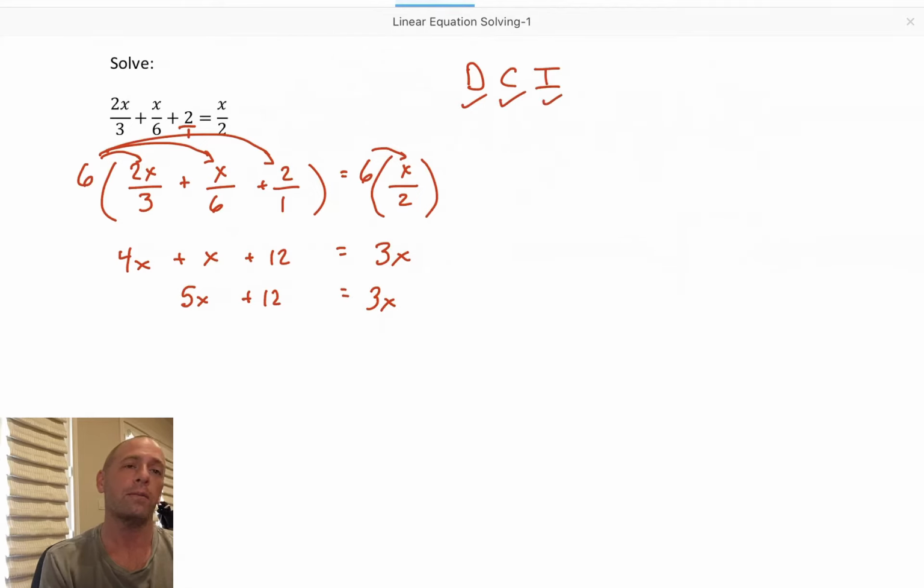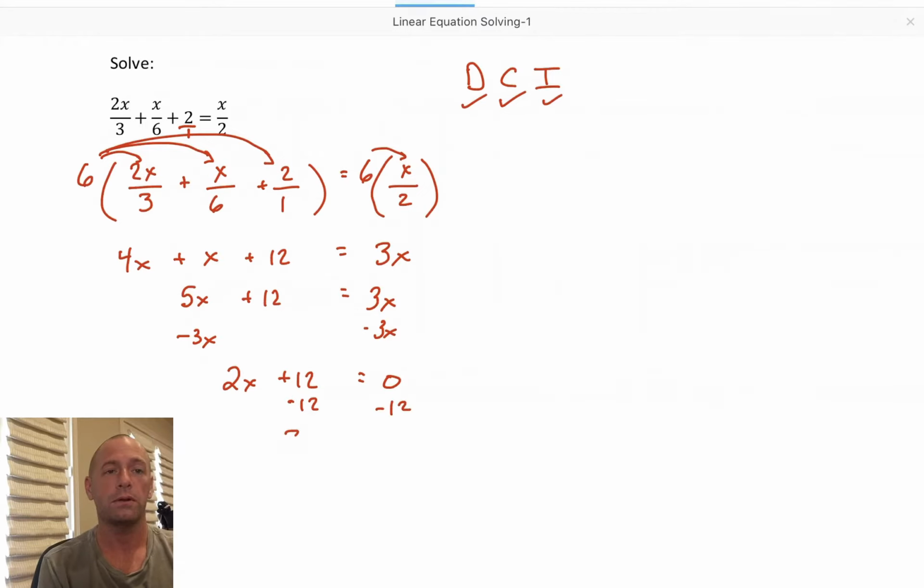So now I've got variables on both sides. I'm going to subtract 3x from each side. That leaves me with 2x plus 12 is 0. The inverse operation of adding 12 is to subtract 12. 2x is negative 12, and the rest is easy. We divide both sides by 2 to get x equals negative 6.